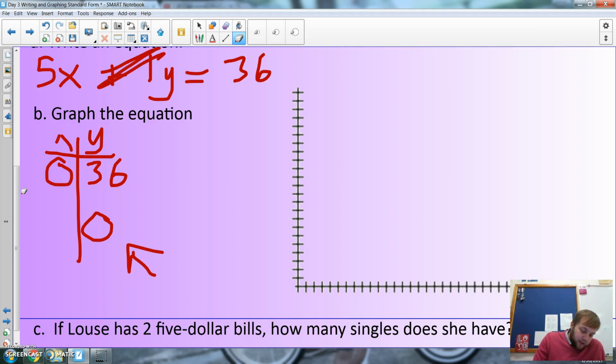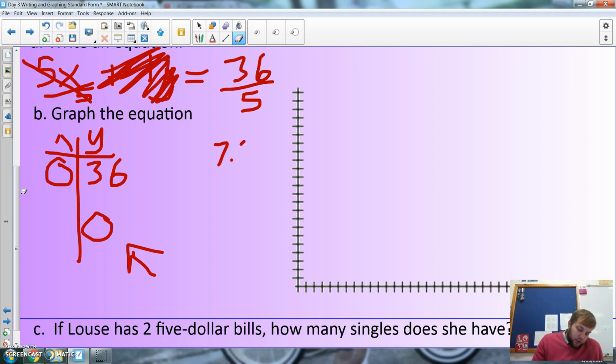What if we have 0 of these guys? Well, how many x's do I need? Well, I'm going to divide by 5. 36 divided by 5 is 7.2. Alright, so we're going to have to estimate a little bit here. My y's have to make it all the way up to 36, and my x's need to make it all the way to 7.2.